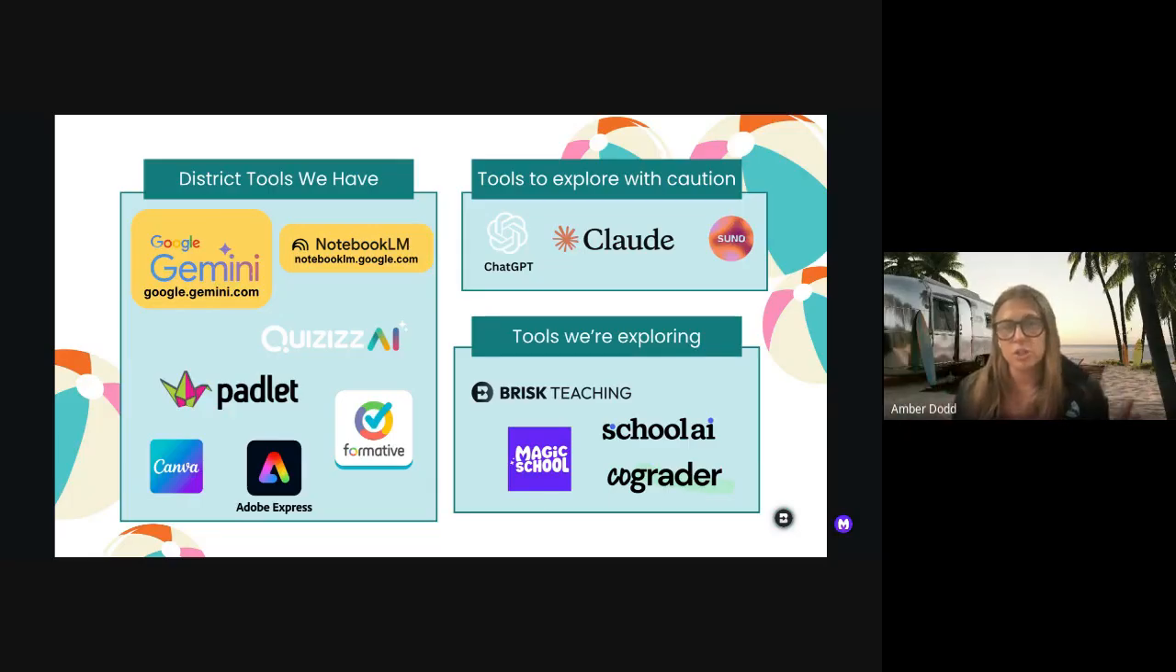But you may have heard Google has Gemini for teens, but we have not approved that and have not turned that on for students because, one, there's not really good oversight.